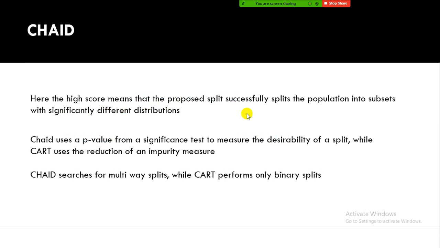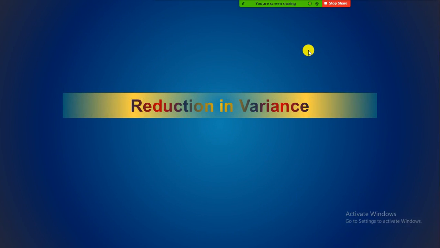Here the high chi-square value means that the proposed split successfully divides the problem into subsets with significantly different distributions. CHAID uses a p-value from a significance test to measure the reliability, while CART uses reduction of impurity measure. CHAID searches multi-way splits, right? So now we understood the CHAID algorithm is used to perform multi-way split, whereas the CART algorithm, which is nothing but both the Gini and information gain, is used to perform binary split. The higher chi-squared value will undergo the split first.